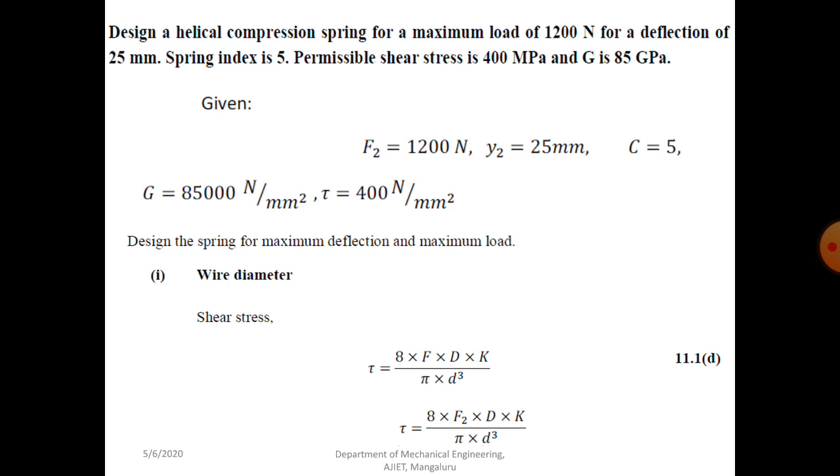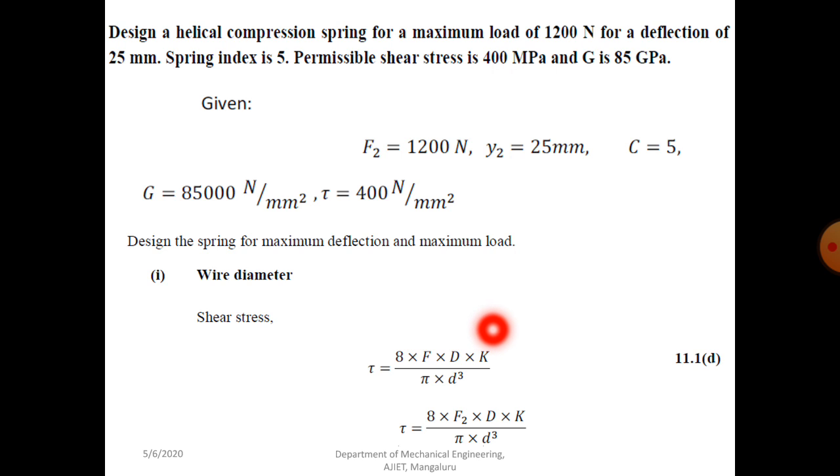So we'll see what the notation is here. Tau is nothing but shear stress, so tau is equal to 8 F D K divided by pi d cube. So 8 is a constant, F is nothing but maximum load, so we have to consider the maximum load, whatever the given load.